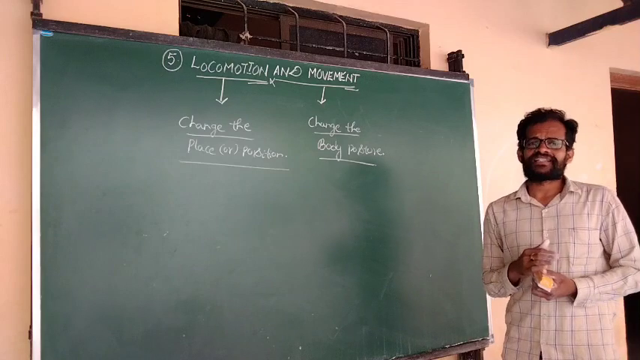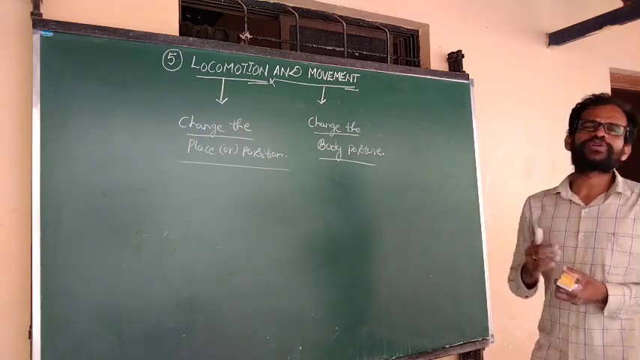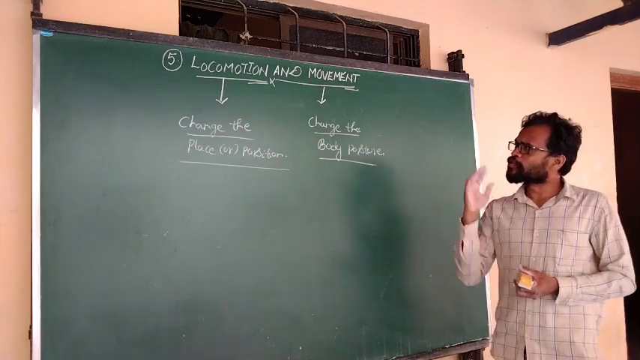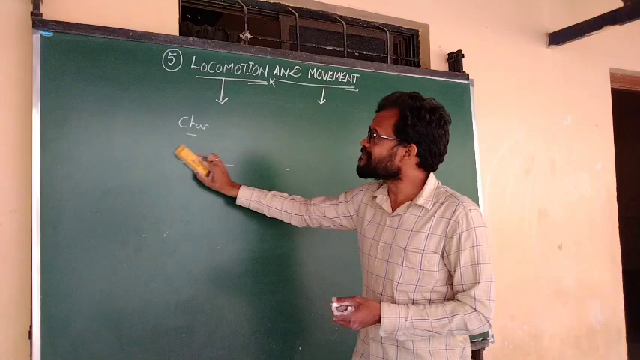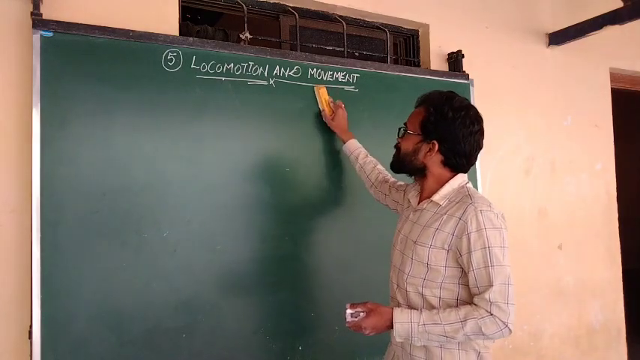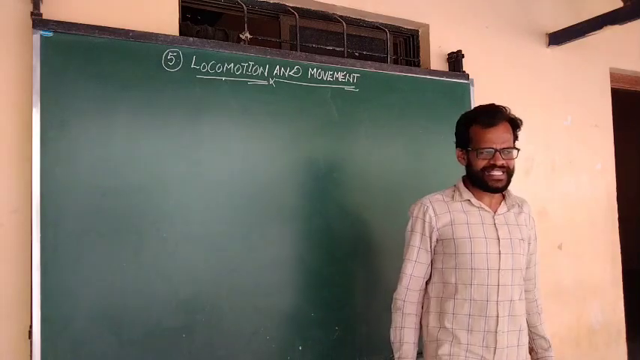What is necessary? What is important? What is the significance of these locomotory organelles? This locomotion and movement. What is necessary for unicellular and multicellular organisms? They can move from one place to another place.